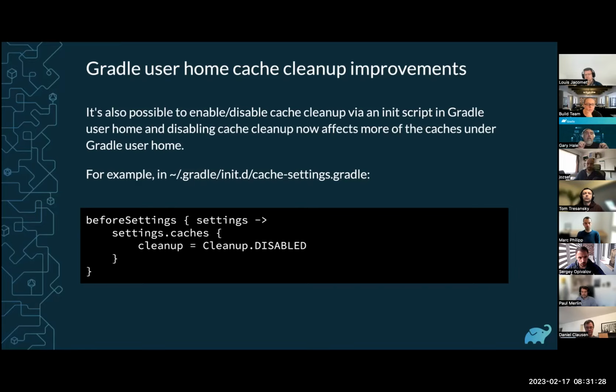Previously, the property that disabled it would only disable cache cleanup for those version-specific caches. There was no way to disable cleanup for those shared caches that are shared by various different versions of Gradle. Now this setting applies to both of those. You can continue to use the property in the gradle.properties, but you can also set it via the DSL, and eventually we'll deprecate the property as a way to set it.